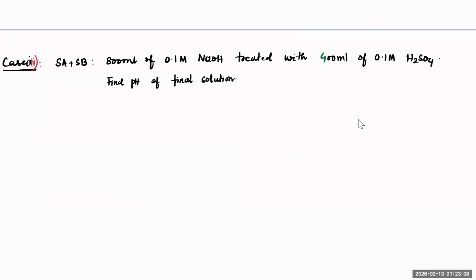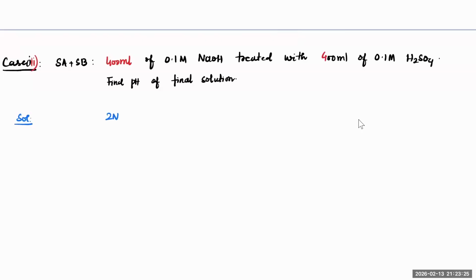Now the third case is where I'm just changing this to 400 and 400. So now you have 400 ml of this and 400 ml of this one. Okay. Now again the logic would be the similar thing.